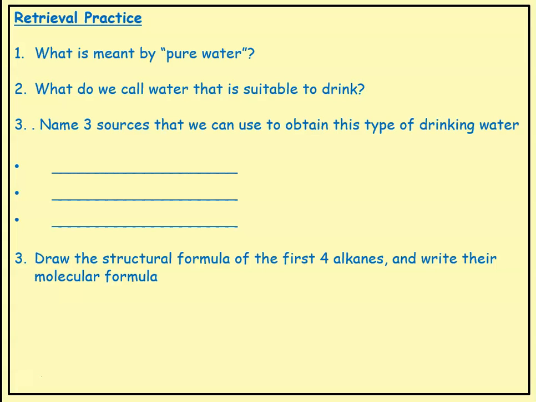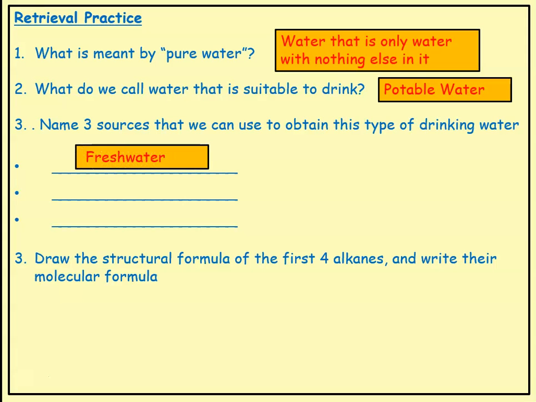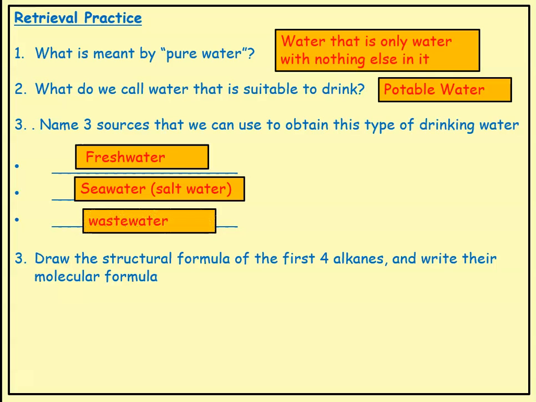Okay, question 1 then. What's meant by pure water? Pure water is water with only water and nothing else. It only contains water molecules in there, nothing dissolved in there, no other materials. So what do we call water that is suitable to drink? Well, water that's suitable to drink is referred to as potable water. 3 sources we can use to obtain this type of drinking water. So the 3 sources we can use are fresh water from rivers, lakes, seawater, which is salty water from the sea, and wastewater that humans produce as a result of living.